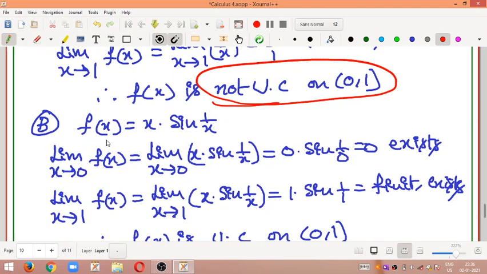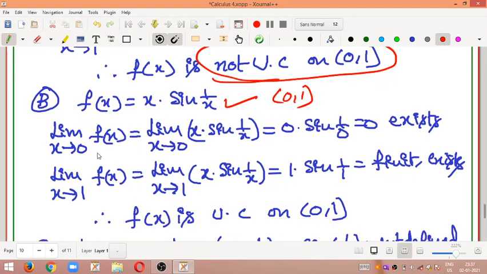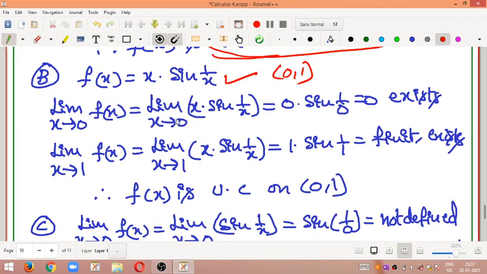Second option, f(x) = x sin(1/x). This is also a continuous function. f(x) is a continuous function on this interval. So that's why we want to check further steps. The limit as x tends to 0 of f(x) equals the limit as x tends to 0 of x sin(1/x). As x approaches 0, this is 0 times a bounded value, so 0 exists and is finite.